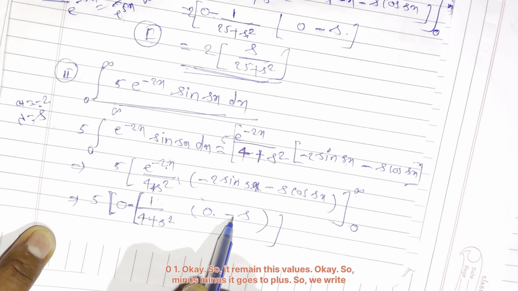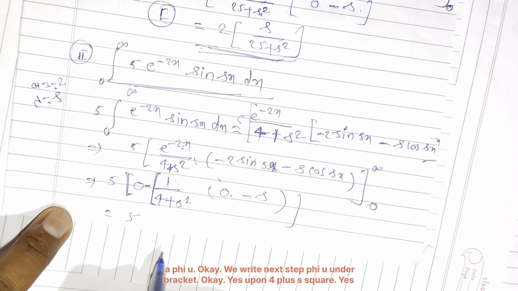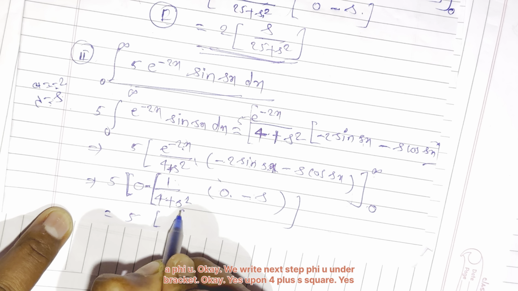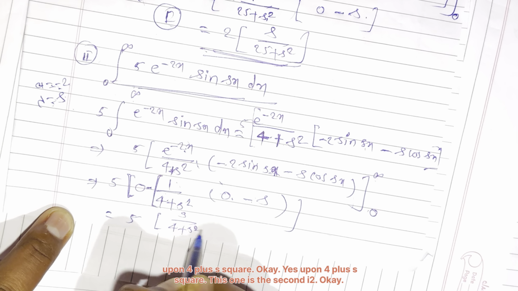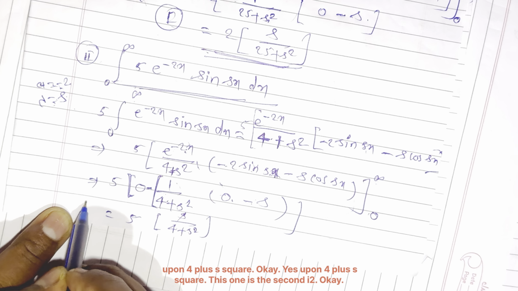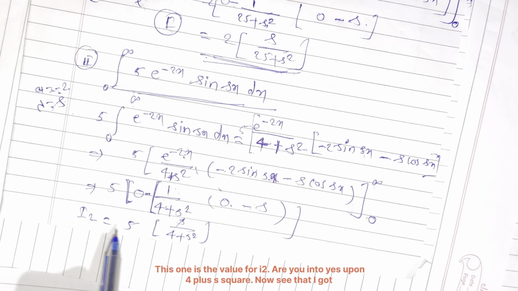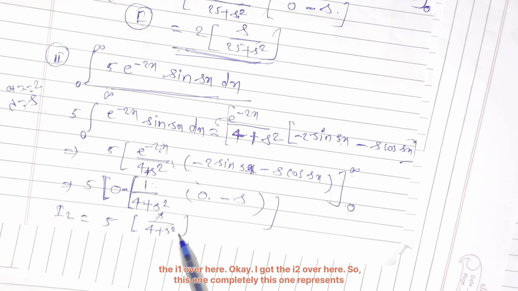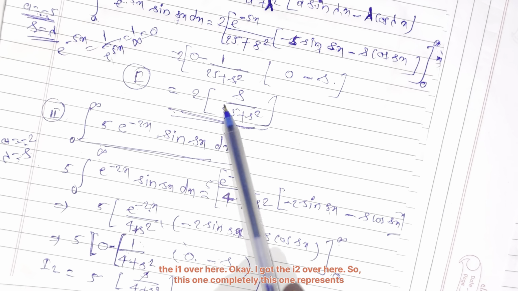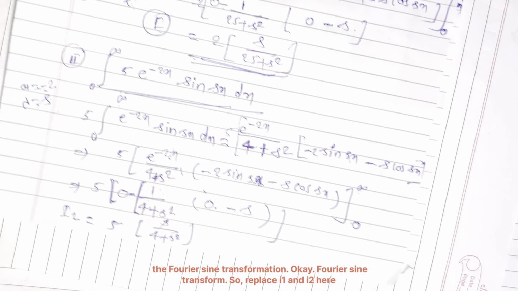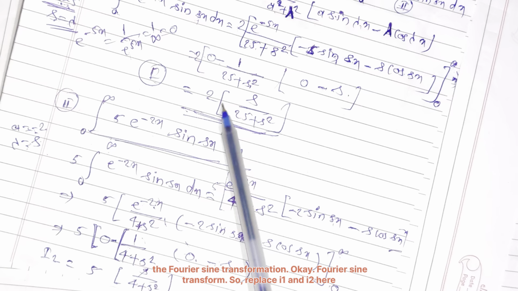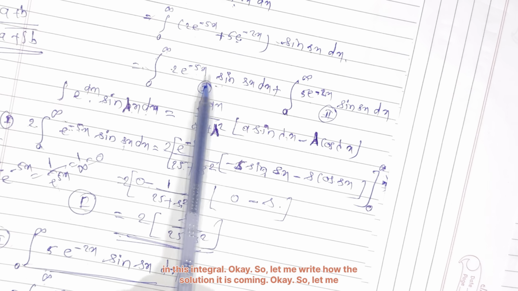Minus goes to plus, so we write 5 under the bracket, s upon 4 plus s squared. This one is the value for I2: 5 into s upon 4 plus s squared. Now I got I1 over here and I2 over here. This completely represents the Fourier sine transform. So replace I1 and I2 in this integral.